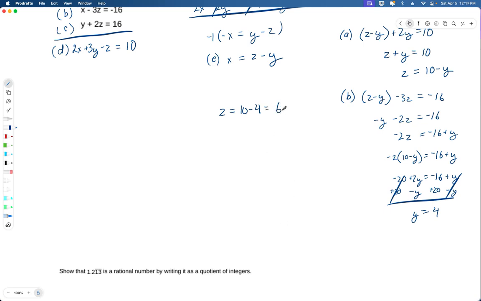Now that I have a value for z and y, x is equal to 6 minus y, and y is 4, which equals 2. So my values here are 2, 4, and 6. X is 2, y is 4, z is 6.